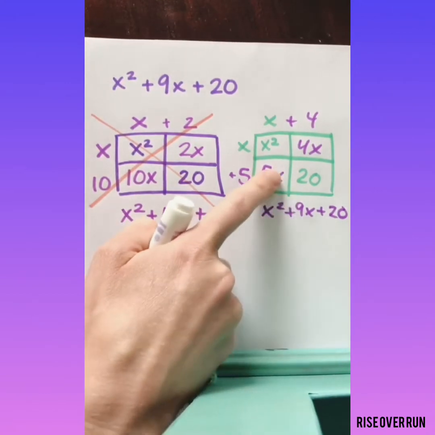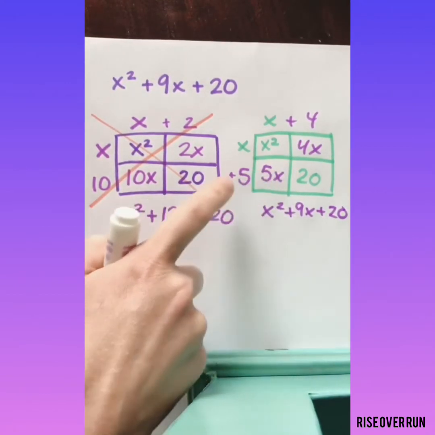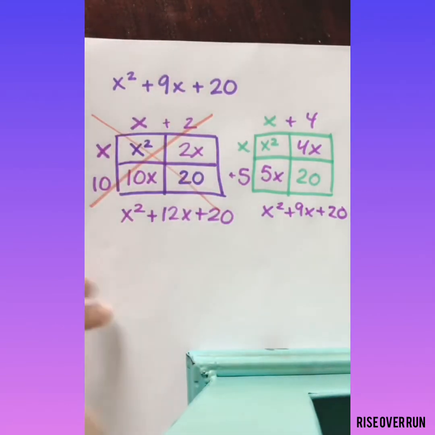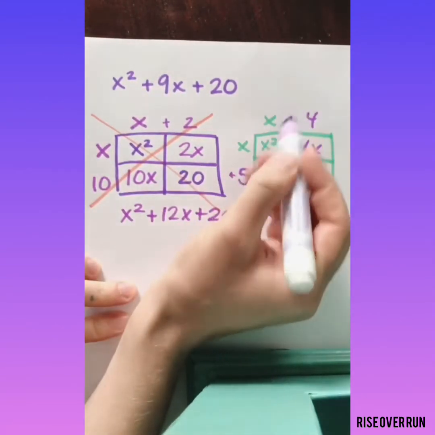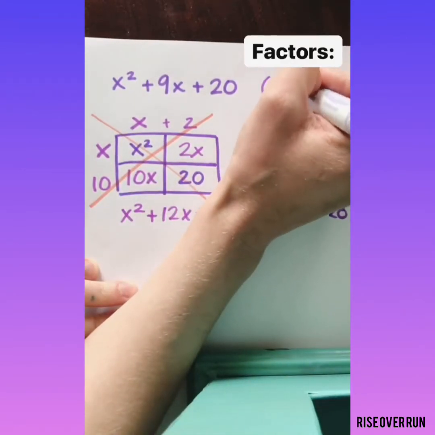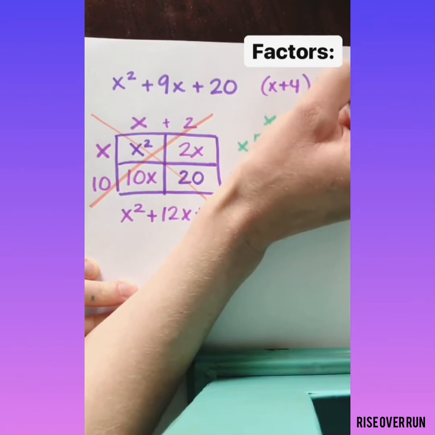As you do more and more of these, you'll get better and better at picking out which numbers will work. So if you're asked to factor this polynomial, your answer are these two factors. So you would say x plus 4 times x plus 5.